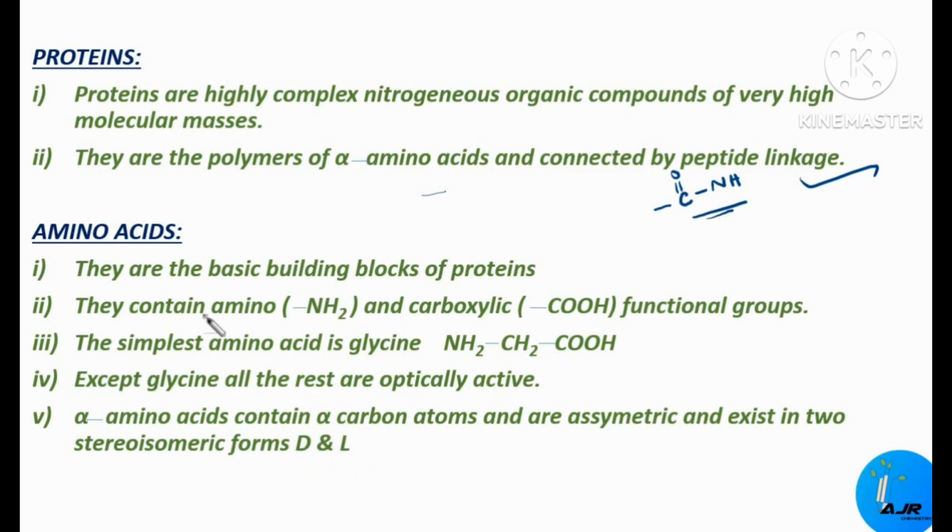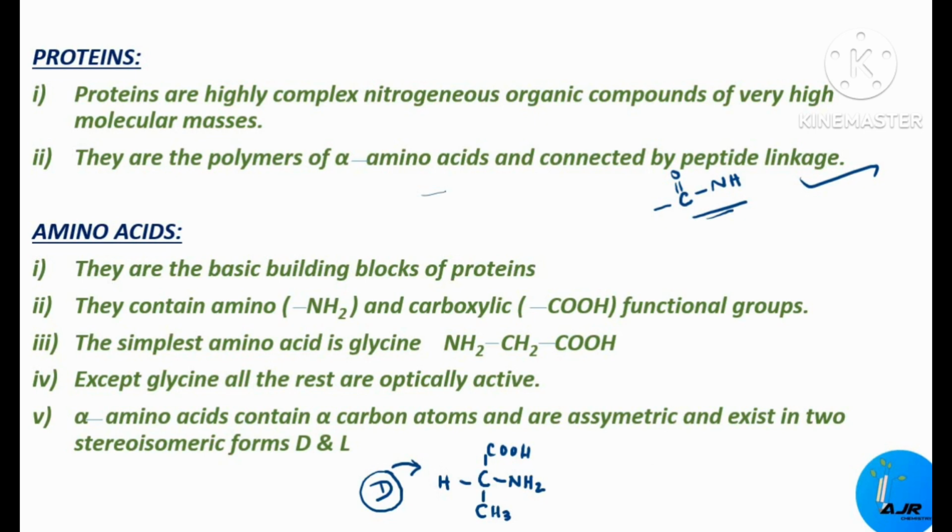Let me write the example for alanine. Alanine is an example of an amino acid which has a chiral center and it is optically active. Let me write the D and the L form of alanine. C, NH2, COOH, CH3 and H. This is the D form. D-alanine.